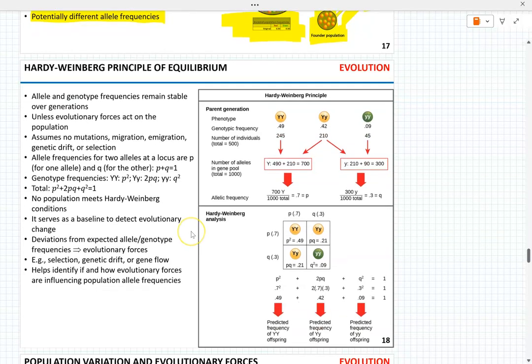Now the gene pool of populations follows the Hardy-Weinberg principle of equilibrium, which postulates that if there are no evolutionary forces that act on the populations, there are no mutations, there's no migration, emigration, genetic drift, or any kind of natural selection, then the frequencies of the alleles and genotypes remain stable over generations. So we will have to now turn ahead to probability concepts.